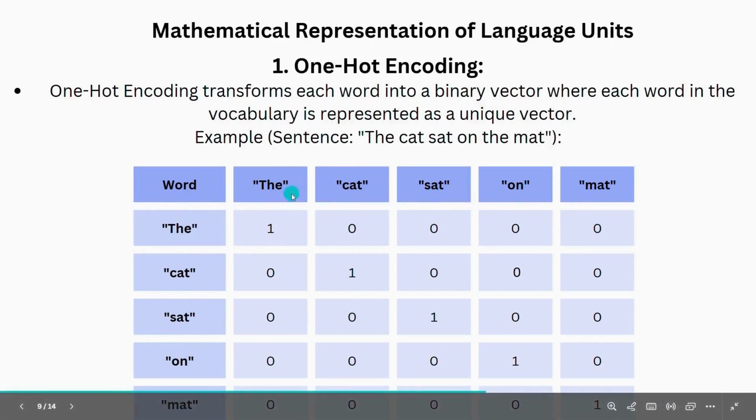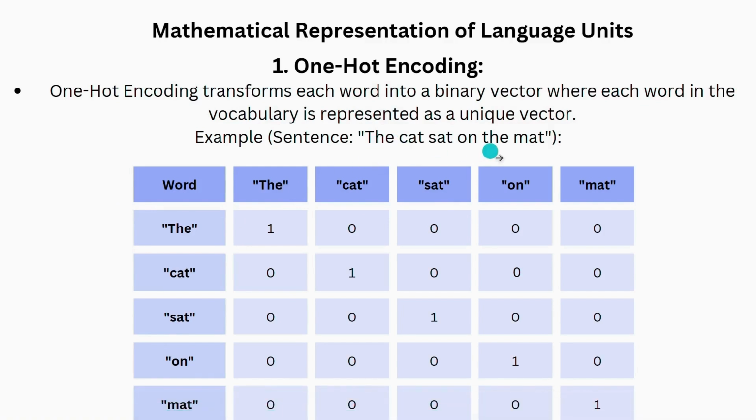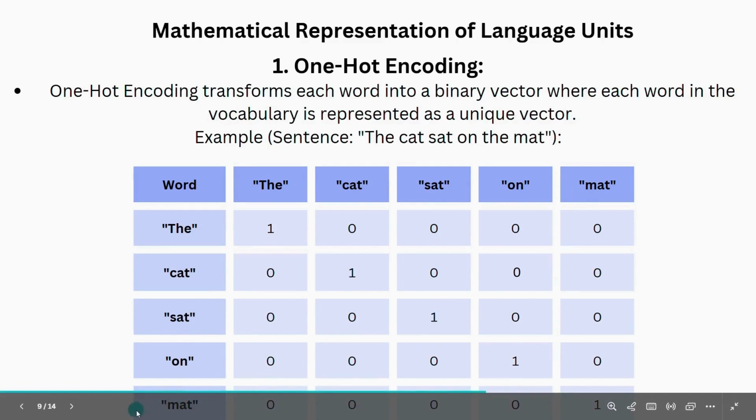In this sentence, the first word is the. The in the column is one and the in the row is one. Next, column 2 means cat. Cat is 0 and the is also 0, because there is no the character in this column. So likewise, for all we put cat 1, sat 1, on 1, mat 1. Here we put it like this.